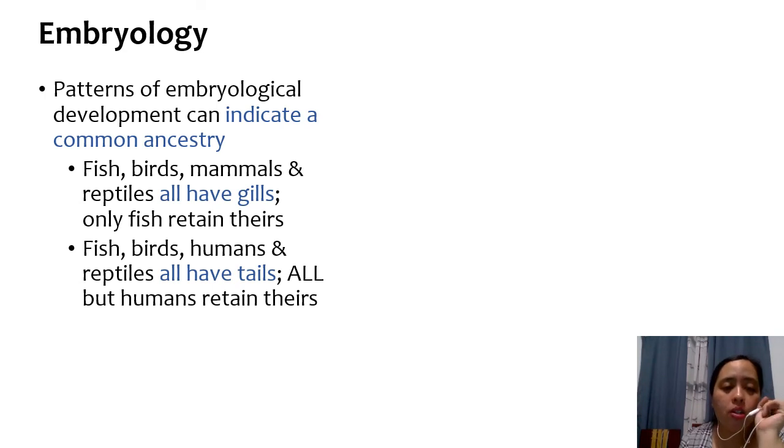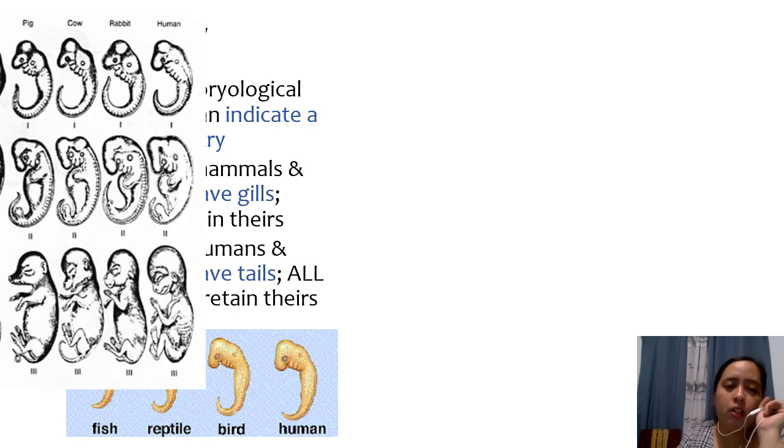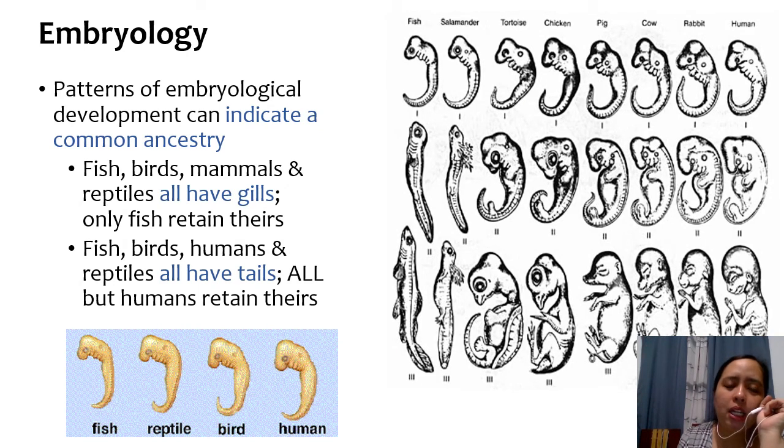Fish, birds, and humans and reptiles all have tails. All but humans retain theirs. So, as you can see, walang kaibahan ng itsura ng fish, reptile, birds, and human on the development of the fetus. Yeah. But at the end of the day, humans lang din yung hindi nag-reduce sa mga tails natin, nawawala yung mag-gill sa atin. Depende na siya sa genetic makeup natin sa pag-develop.